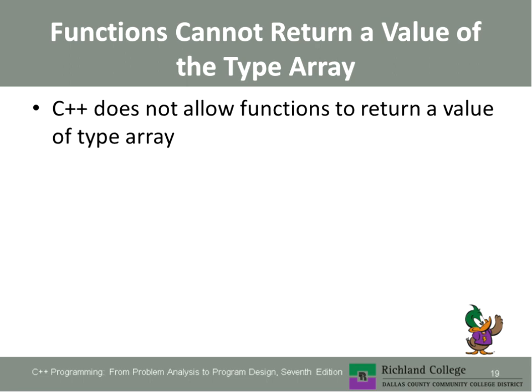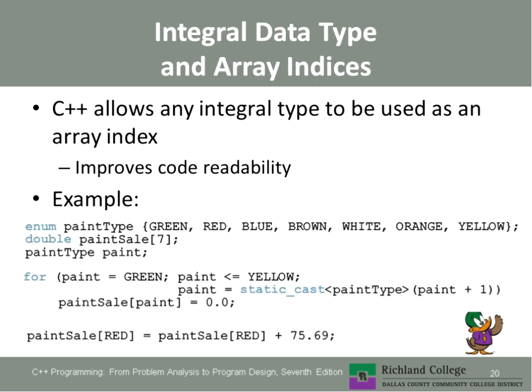So C++ does not allow functions to return a value of type array. Okay? So you cannot return an array from a function.